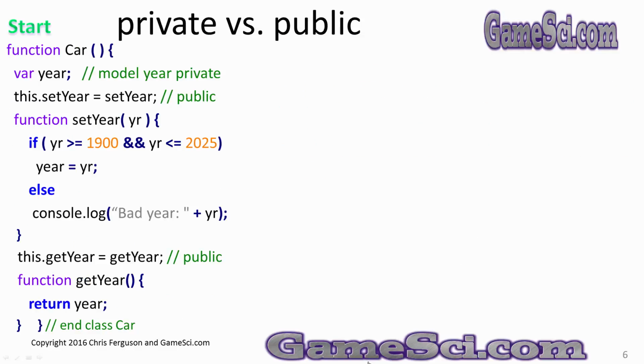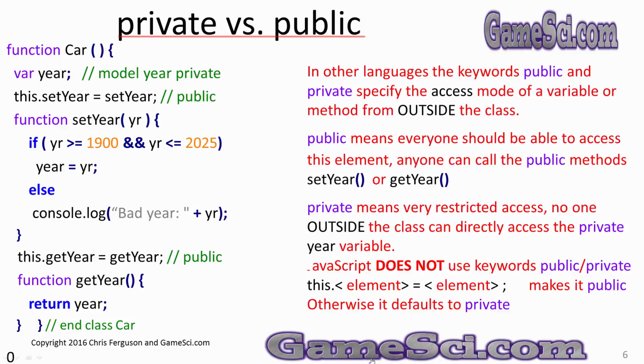Public versus private. JavaScript does not directly support declaring variables private or public, but it is also powerful enough to sort of mimic that behavior. In other languages, the keywords public and private specify the access mode of a variable or method from outside the class. If it's declared private, I'm saying no outsiders can access it. If I declare it public, it means all my users can access it. Public means everyone should be able to access this element.